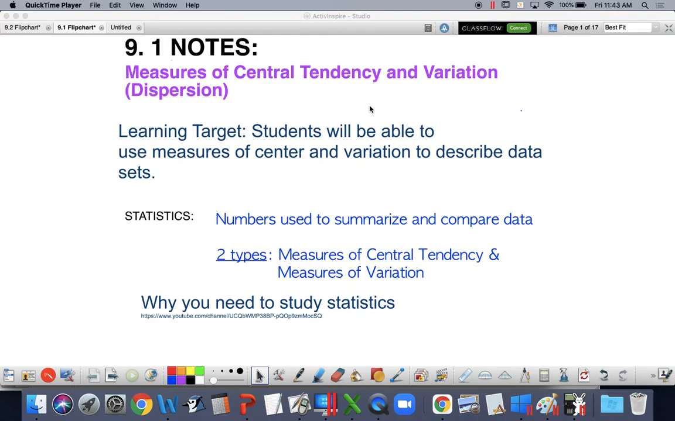So our learning target today is we're going to use measures of center, like the one we just talked about for our test grade, and measures of variation to describe data sets. So the very first thing in your notes that it asks you to fill out is, what are statistics? Well, they are the numbers used to summarize and compare data. Numbers used to summarize and compare data.